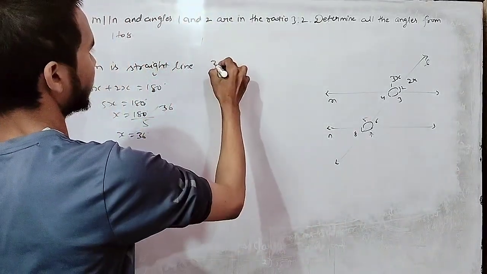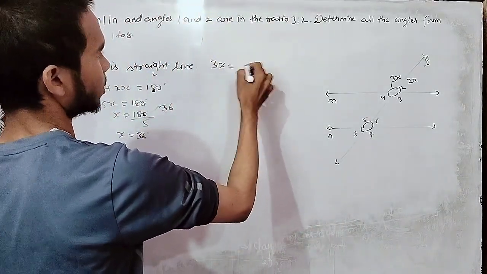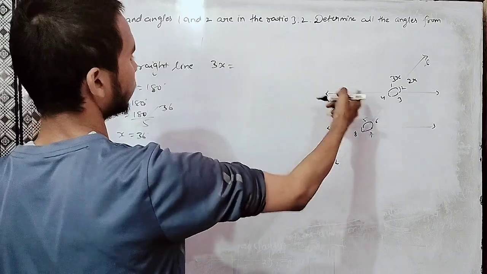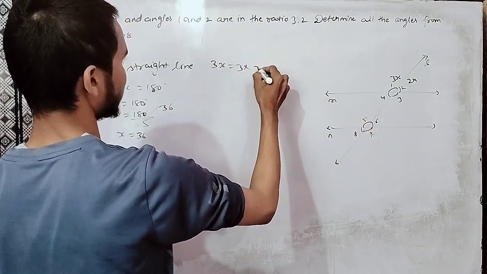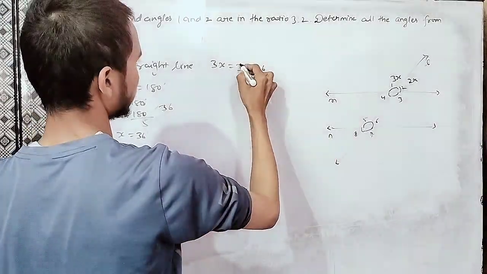Can we say, yeah, 3x plus 2x is 180 degrees because of linear pair. 5x equals 180, so x is 180 upon 5, which is 36. So this angle 3x, 3 multiplied by 36 would be how much?